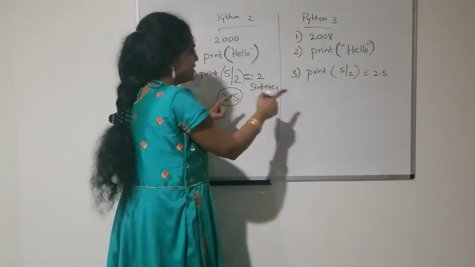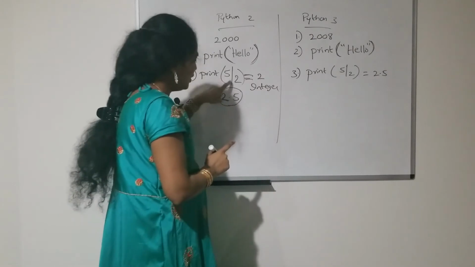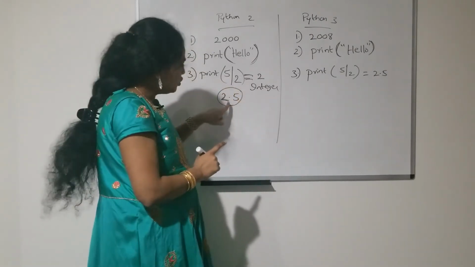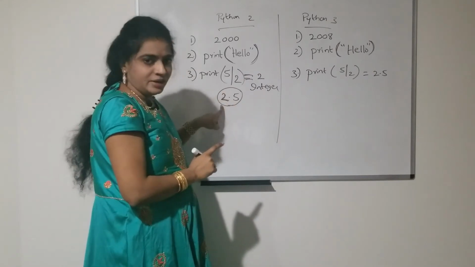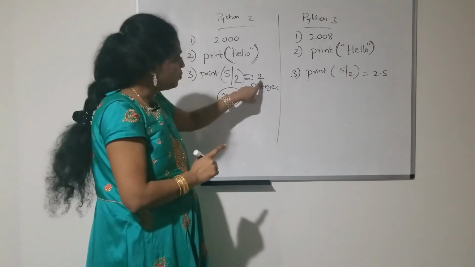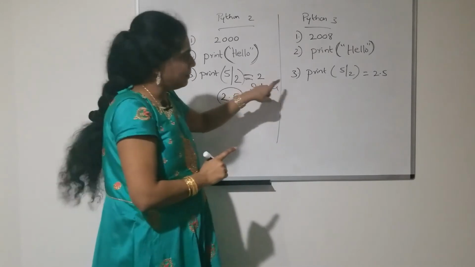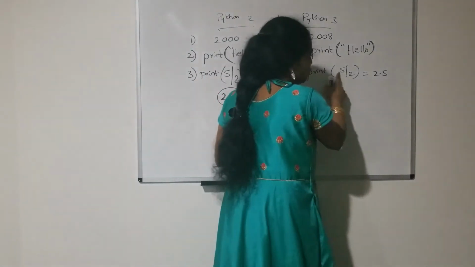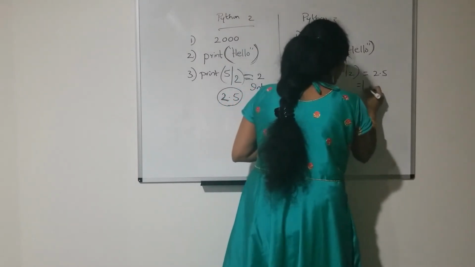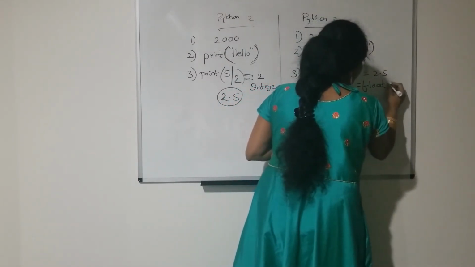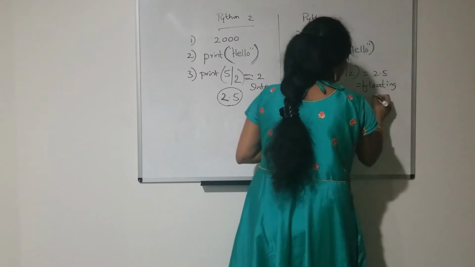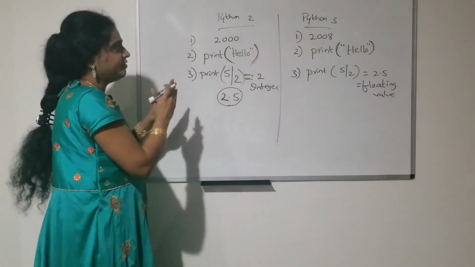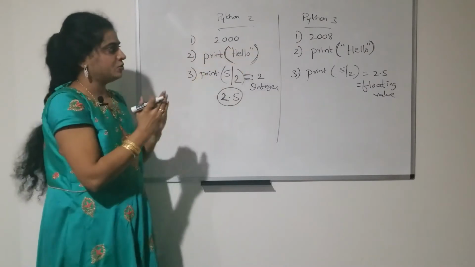So that is the difference between these two. In Python 2, if you divide two integers, the output will always be an integer, even though you get some decimal point, that is a floating point, it will round the output to the nearest whole number. But in Python 3 you will get the expected output. That means if you divide two integer values, the output will be a floating point number, a float value. That is another difference between Python 2 and Python 3.